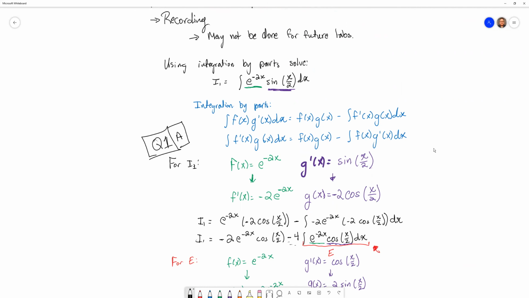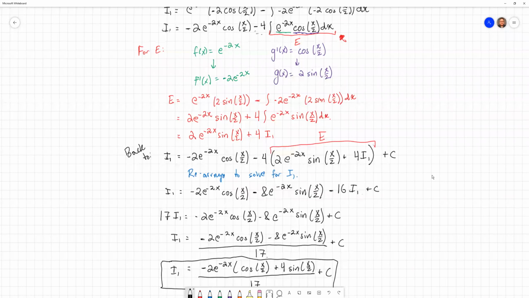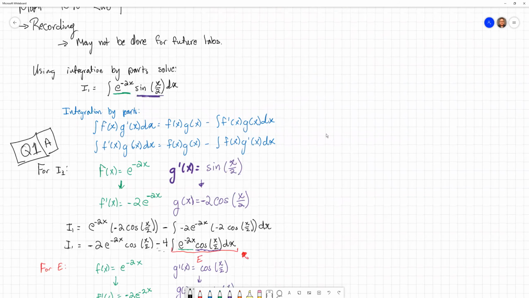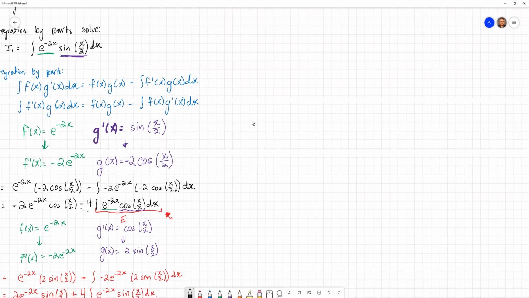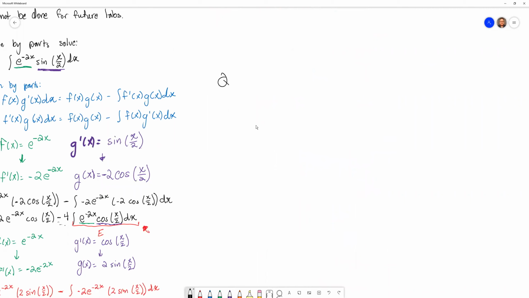There we go. Okay, and so we will then do the second one here. So let's just get some space. So question 1B. So that is still the same question of using integration by parts, but for I2, which is equal to the integral from 0 to pi by 4 of x cos 2x dx.